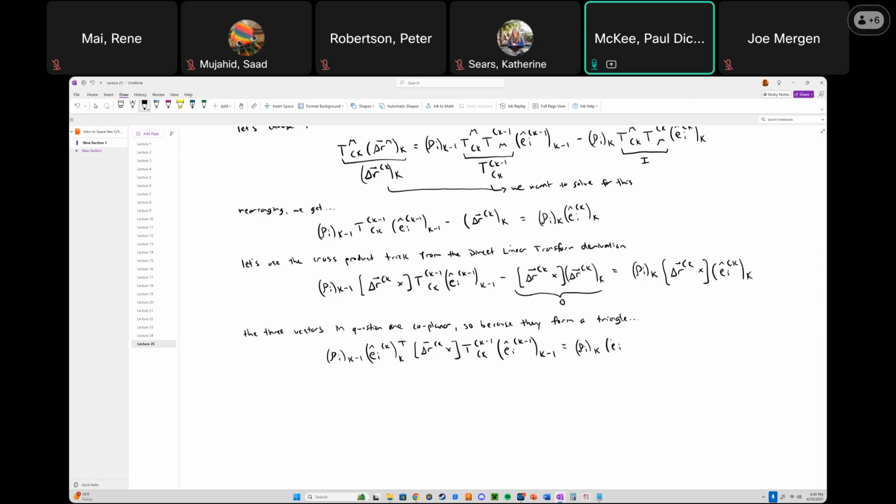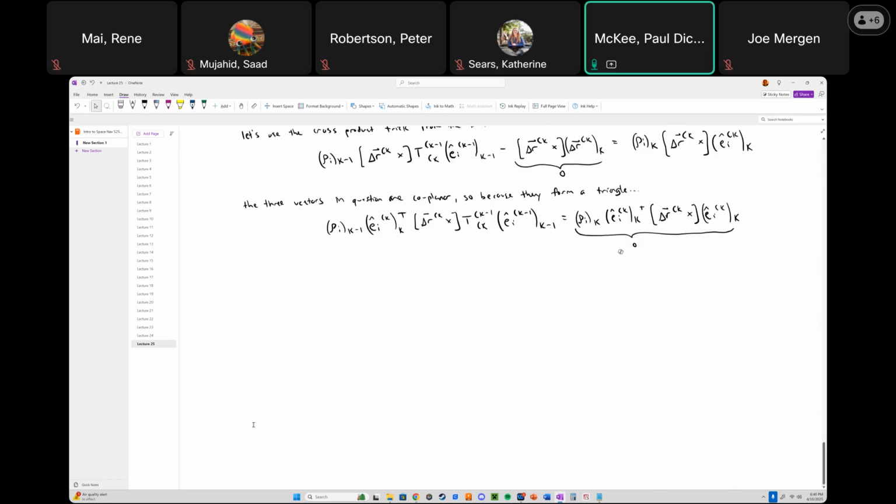And then this is what? This is EICK k transpose, delta R, CK crossed, and then EICK. Okay, so now you end up with R crossed with this vector, but then you take the transpose of that with this vector. Well, now by definition, that's going to be 0. So we've successfully zeroed out the right side of this equation. And what we end up with is this.